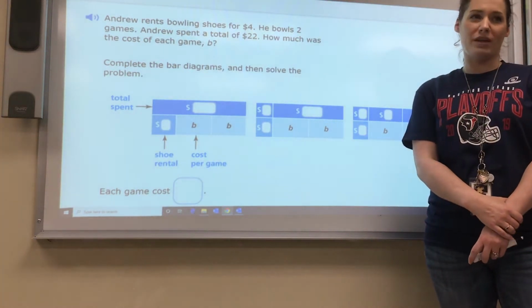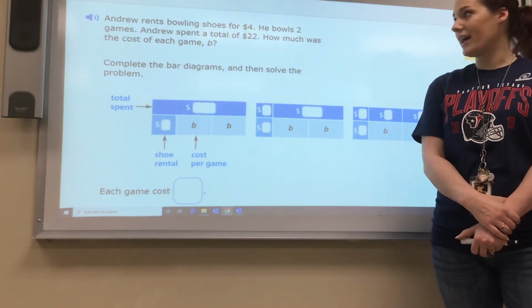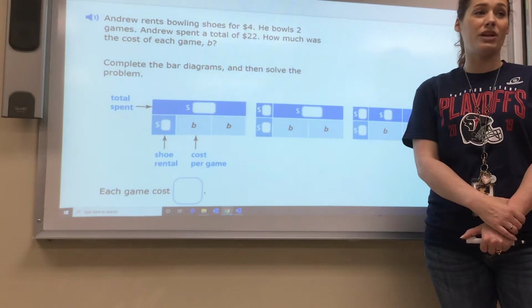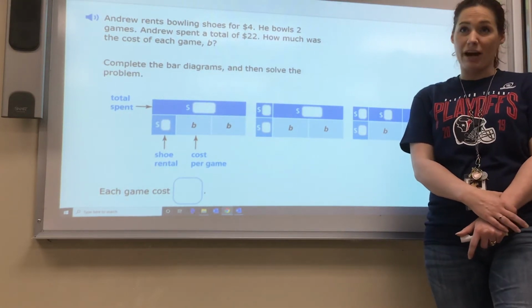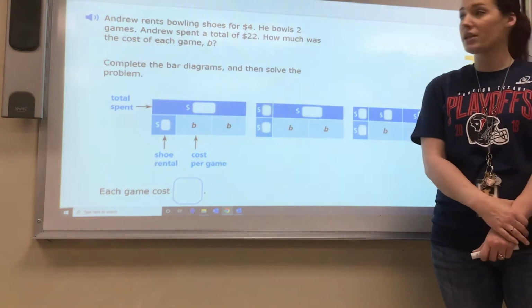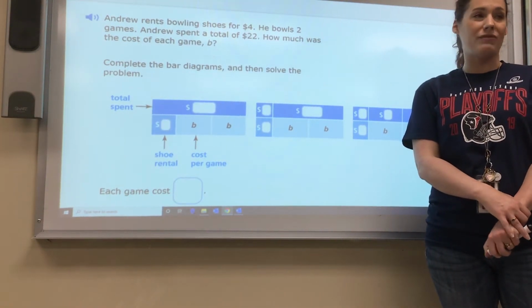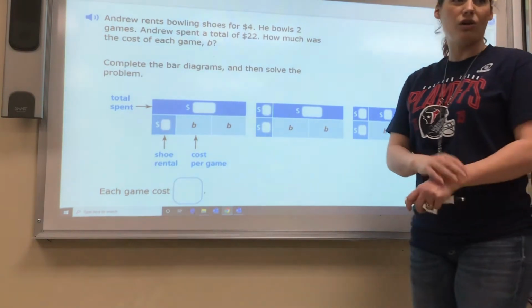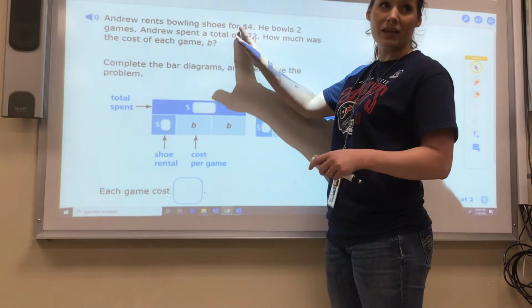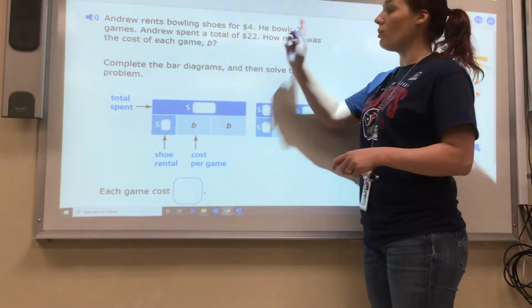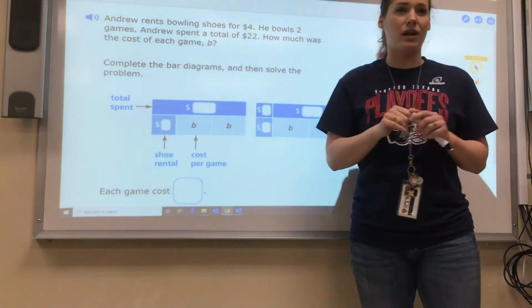Now, if you don't go bowling very frequently, you might not know how this works. But when you go to a bowling alley, you have to wear bowling shoes because you can't go on the lanes with your grimy shoes because it ruins the floors. If you don't have your own, you have to rent them from the bowling alley. So he had to pay $4 to get the shoes he had to wear while he was there. Then he bowled 2 games, and when he left, his total was $22.